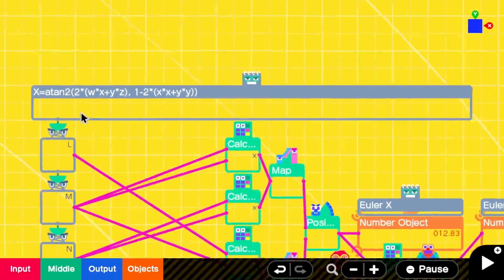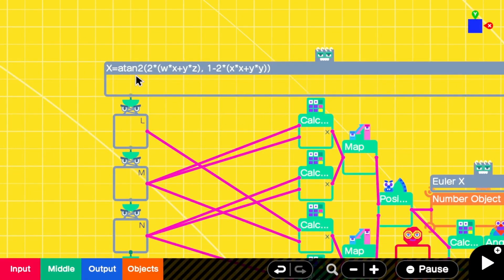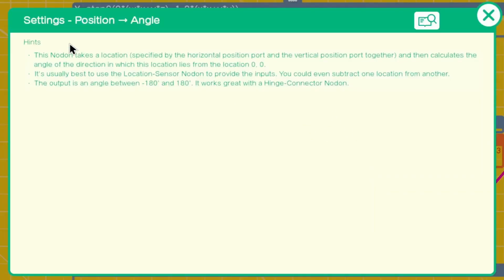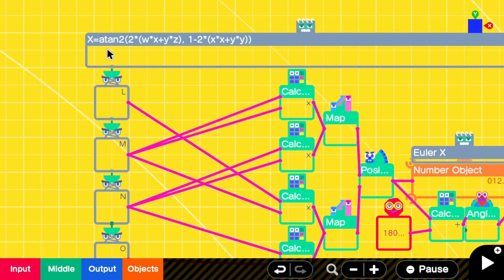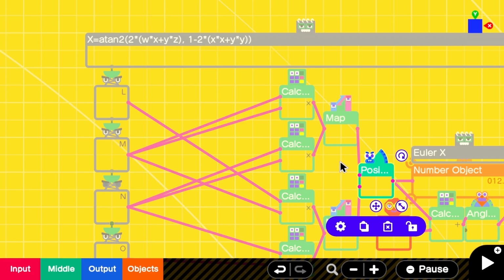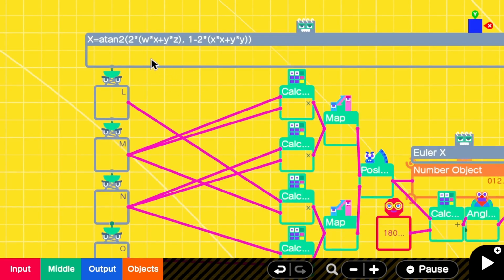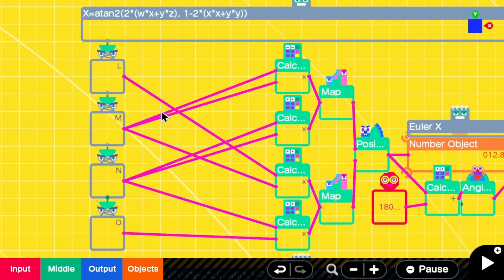For example, for the x Euler angle, this is the equation. We use atan2, which is basically the position to angle node as well. If you want to do an atan2 function in Game Builder Garage, atan2 has two inputs, a first input and a second input. The first input you put into the bottom input of the position to angle, and the second input is the top input. You can see here, this is 2 times (w times x plus y times z), and this is 1 minus (x squared plus y squared). And here we get the Euler x.